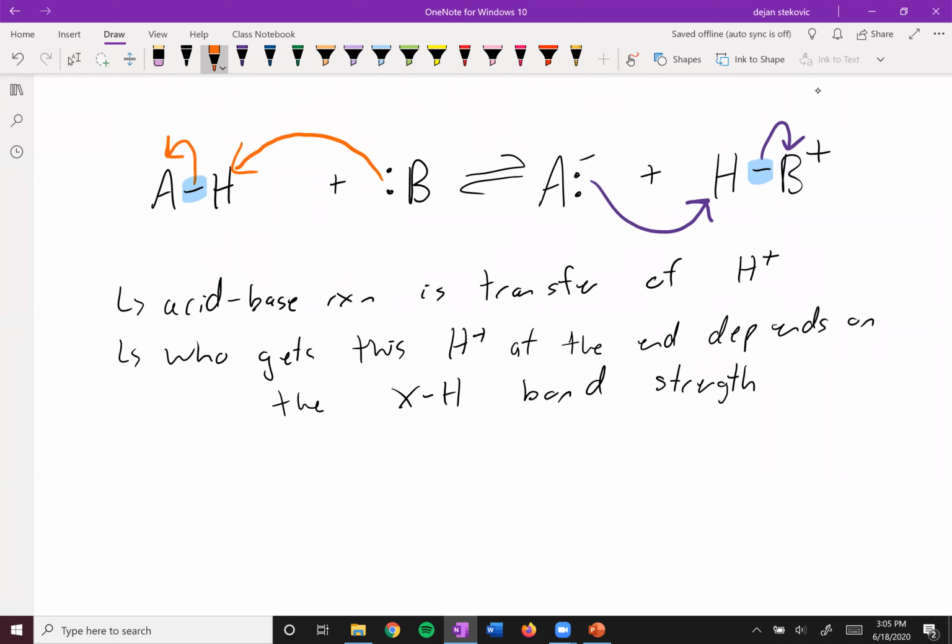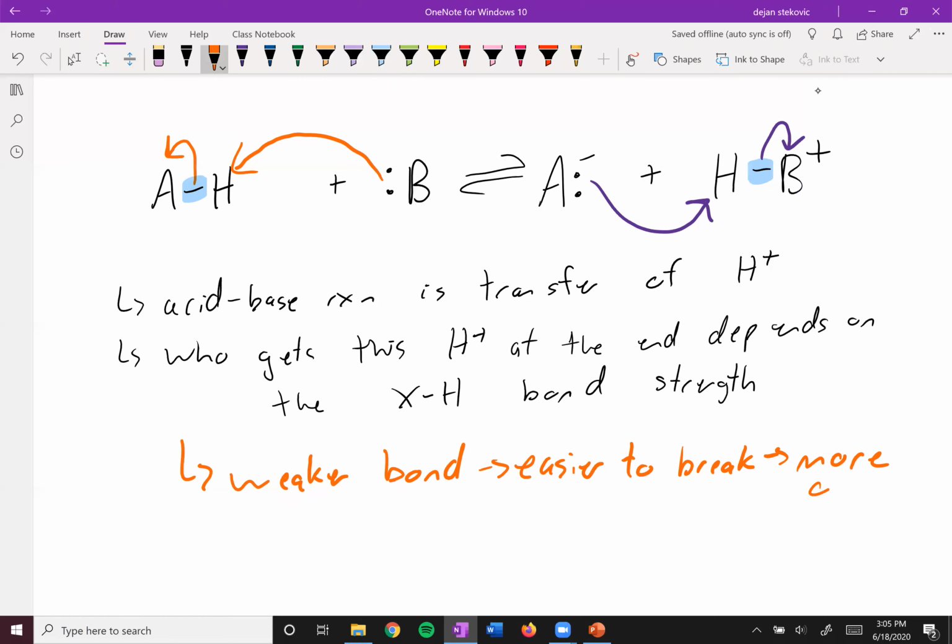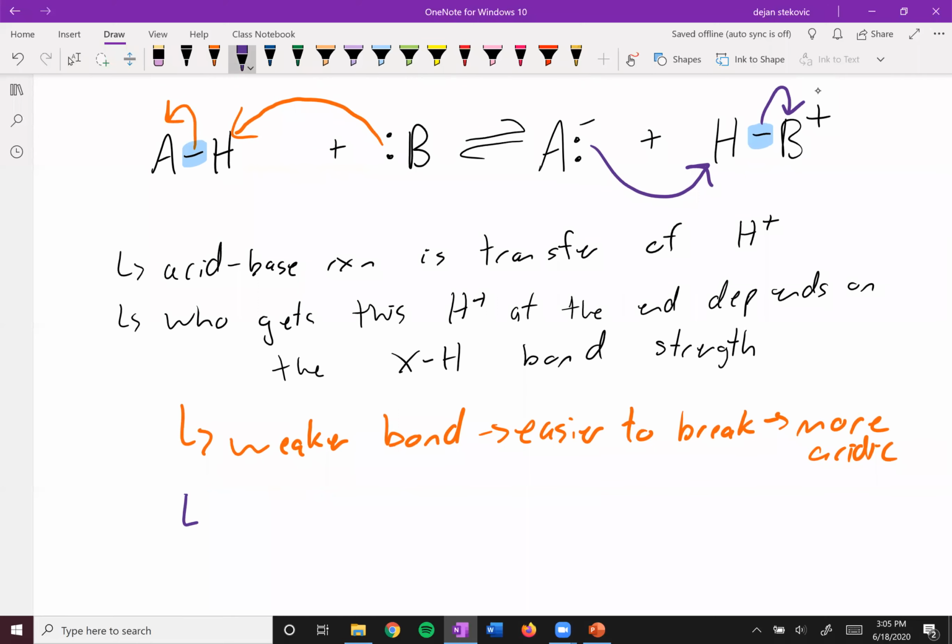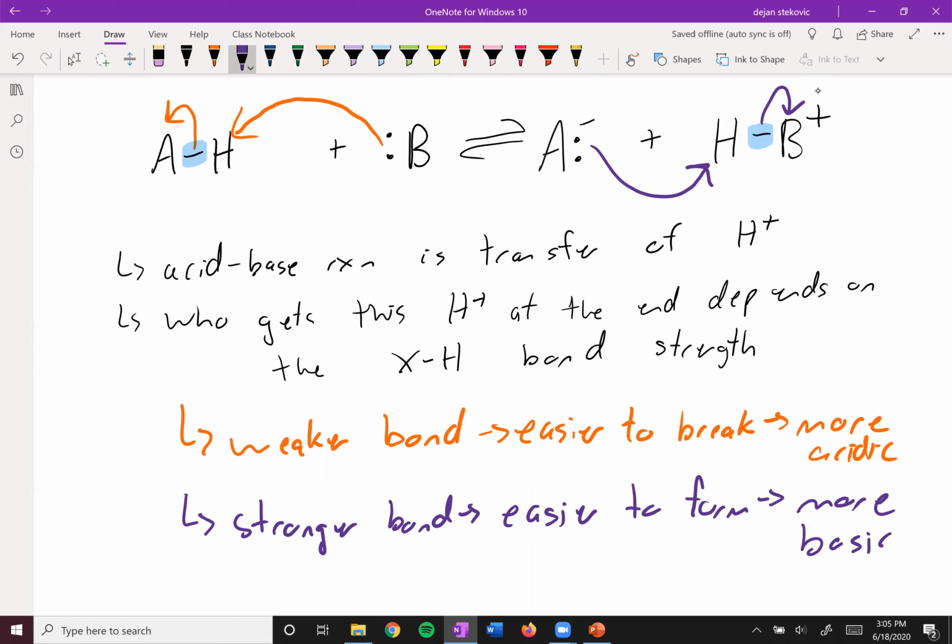So in general, the weaker the bond, the easier it is to break, and thus the more acidic. And the opposite is true as well. The stronger the bond, it's easier to form, and thus more basic. So we'll take a look at some acids and some bases coming up.